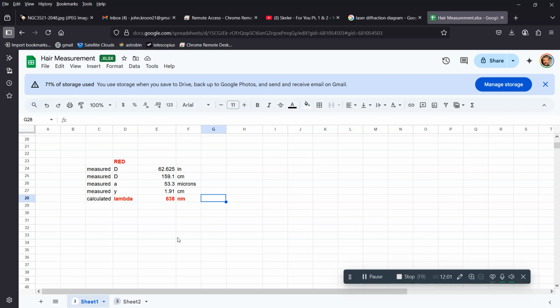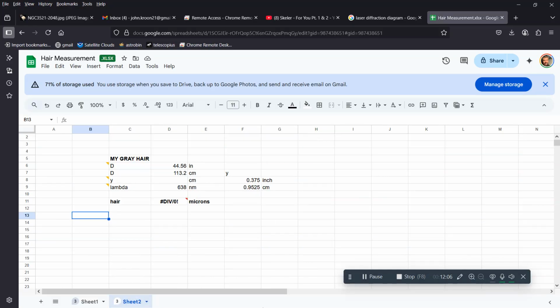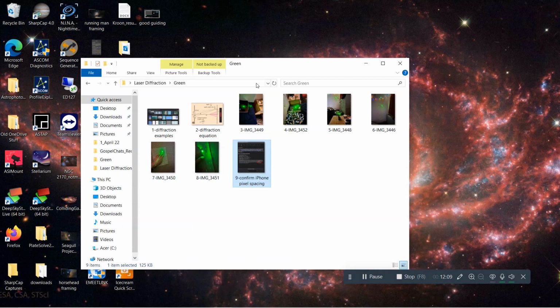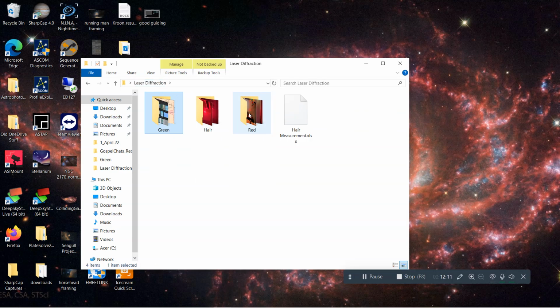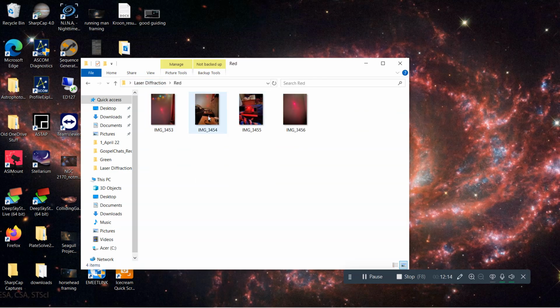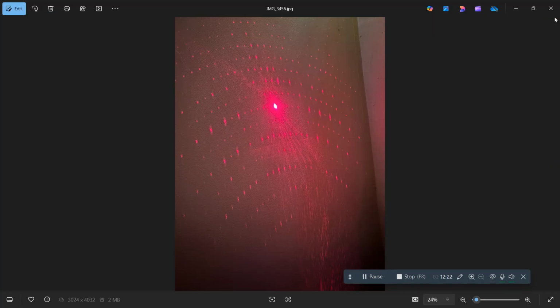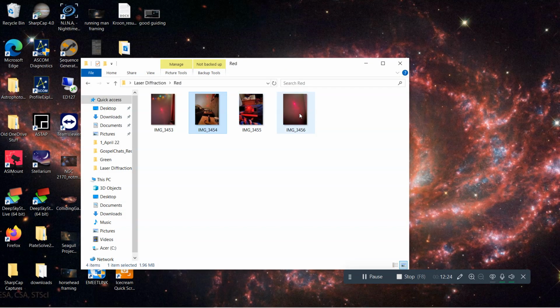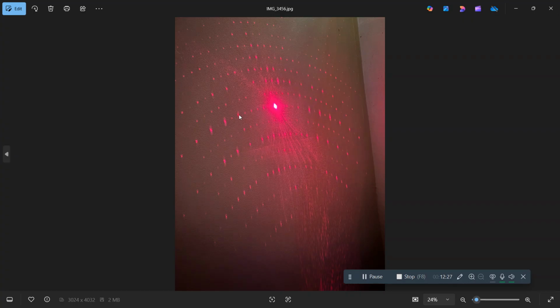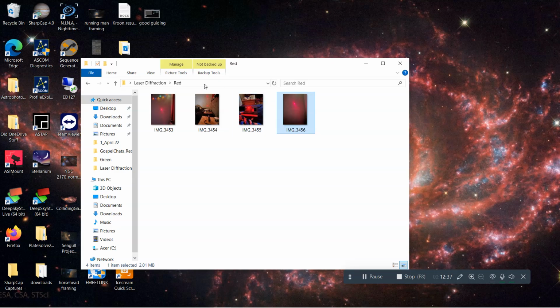I'm going to now use that red light to measure the thickness of one of my hairs. So let's first take a look at my experimental setup. Actually, before I do that, let me just show you. So here's the experimental setup for my red experiment. There's my red laser. Same distances and everything, except, you'll notice, the distances between the maxima of the resulting diffraction pattern.